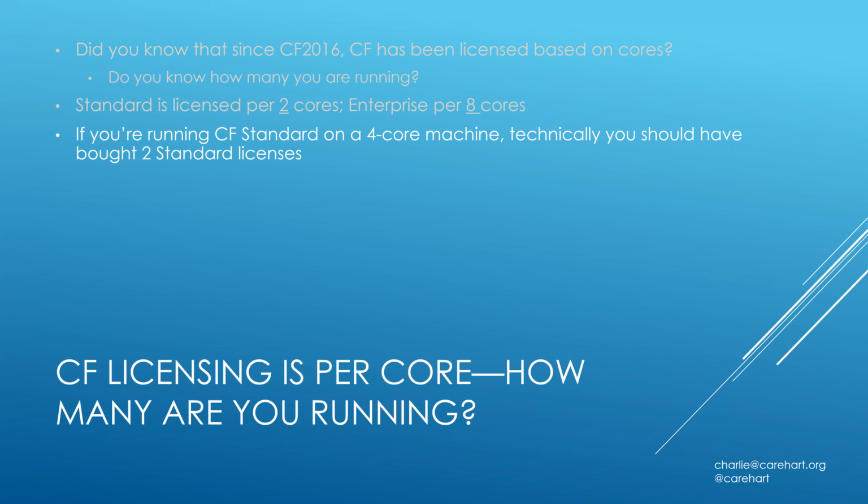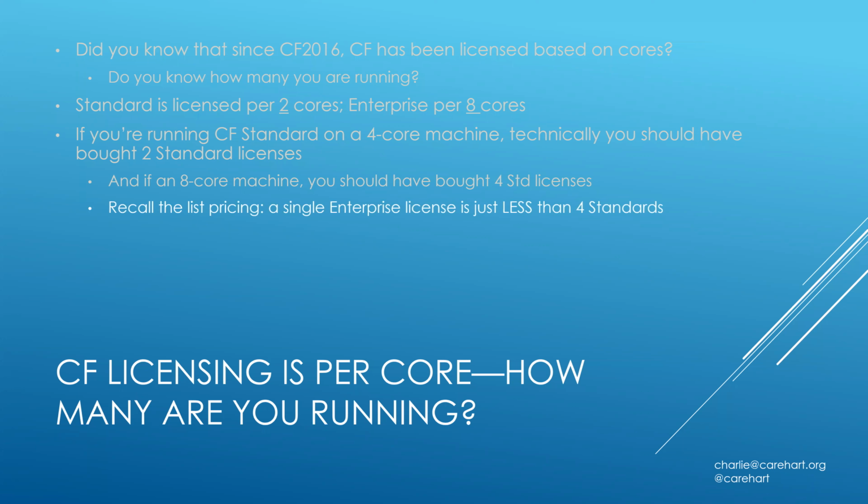And I know that you're going to like, what? Well, I'm just the messenger. I'm saying it's licensed per 2 cores. And if you have an 8-core machine, well, technically you should have bought 4 standard licenses. And the price of 4 standard licenses is more than the price of enterprise. Remember? So yeah, I'm just saying, if you want to be properly licensed, it might be cheaper for you in some cases to literally run enterprise than to run standard.